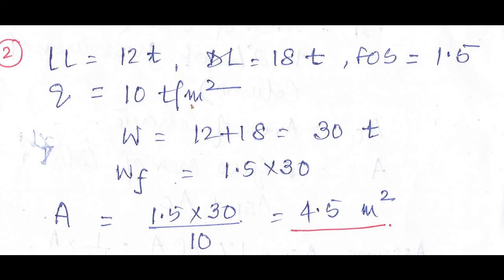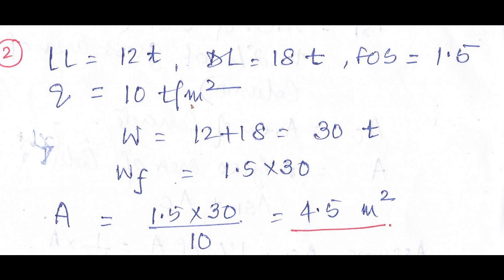Let us see how to solve the problem. Here live load is given as 12 tons, dead load is given as 18 tons, FOS factor of safety is given as 1.5 and the soil bearing capacity is given as 10 ton per meter square. So first we have written down all the data, correct? Now what will be the total load? The total load is live load plus dead load, that is 12 plus 18, that is 30 tons.